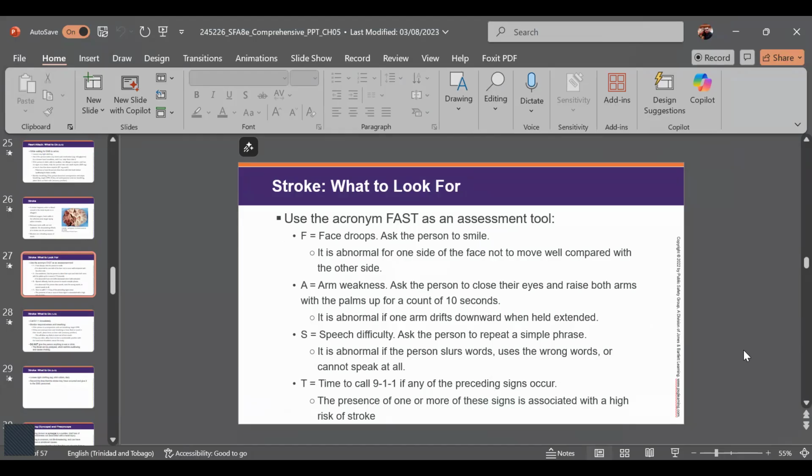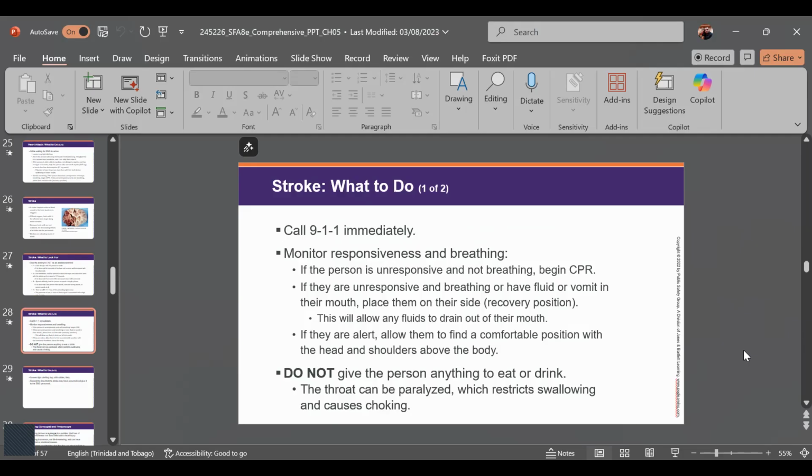Fast assessment tool gives us a quick indicator of the possibility of someone having a stroke. Okay. Monitor the person. Responsiveness and breathing is your number one thing here. One of the things I want to tell you is based on my experience and quite a number of colleagues as well.